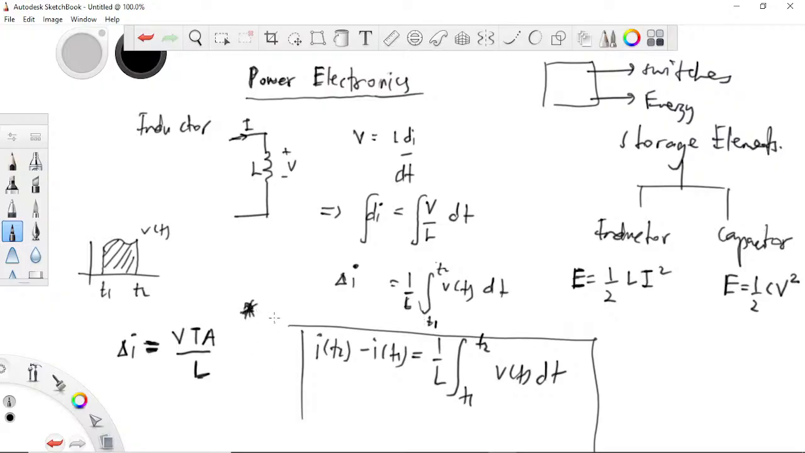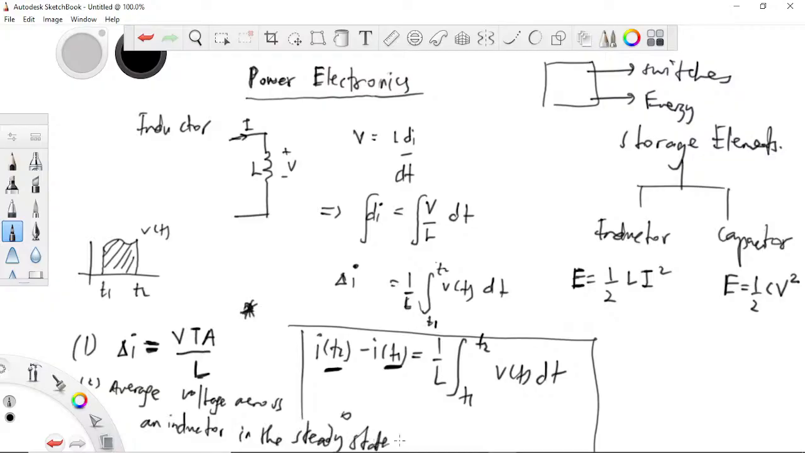Okay. And we say that in the steady state, where the current at T2 is equal to the current at T1, the change becomes zero. So this is the first point to know. Then two, the average voltage across an inductor in the steady state is equal to zero.